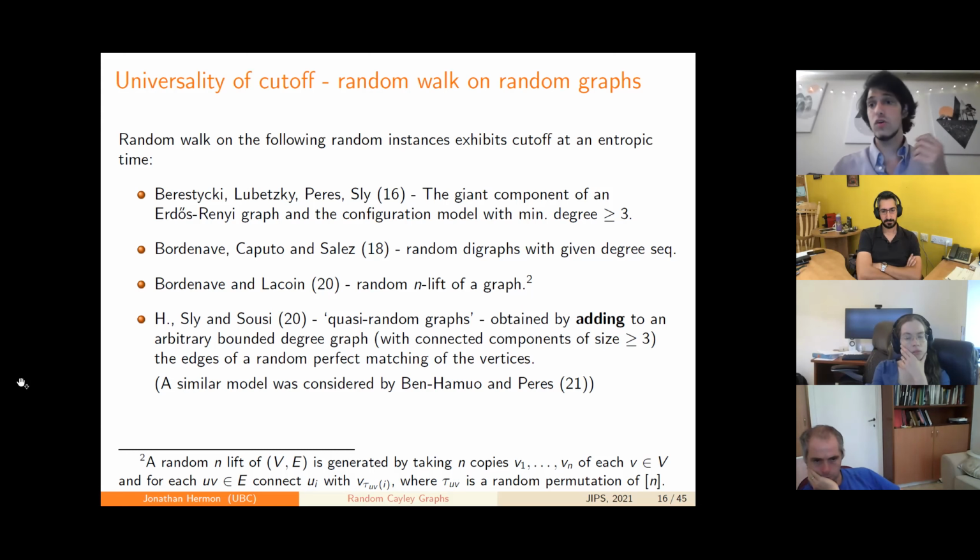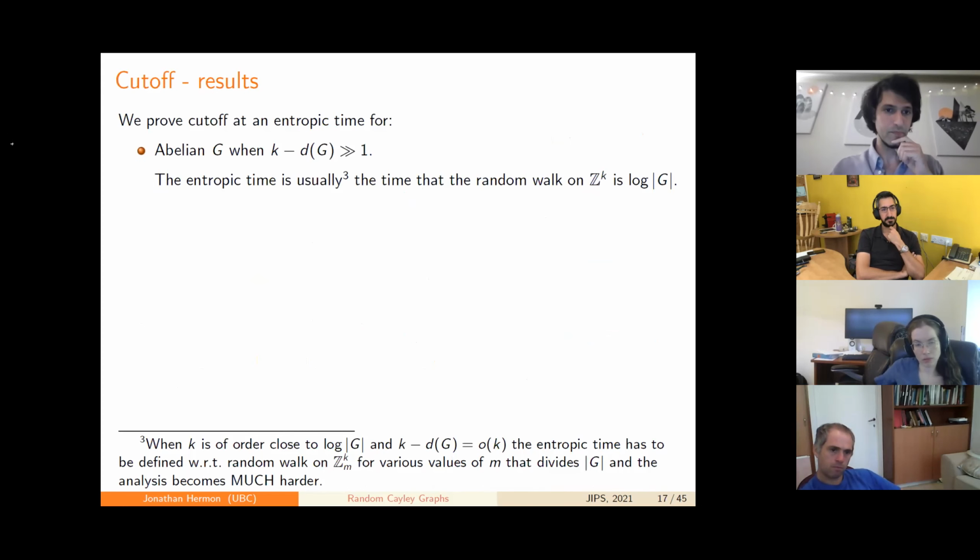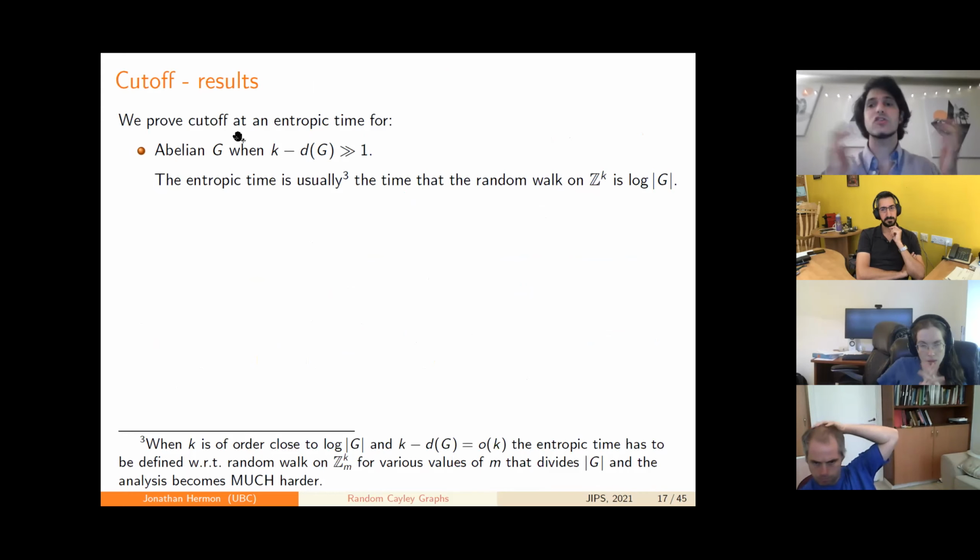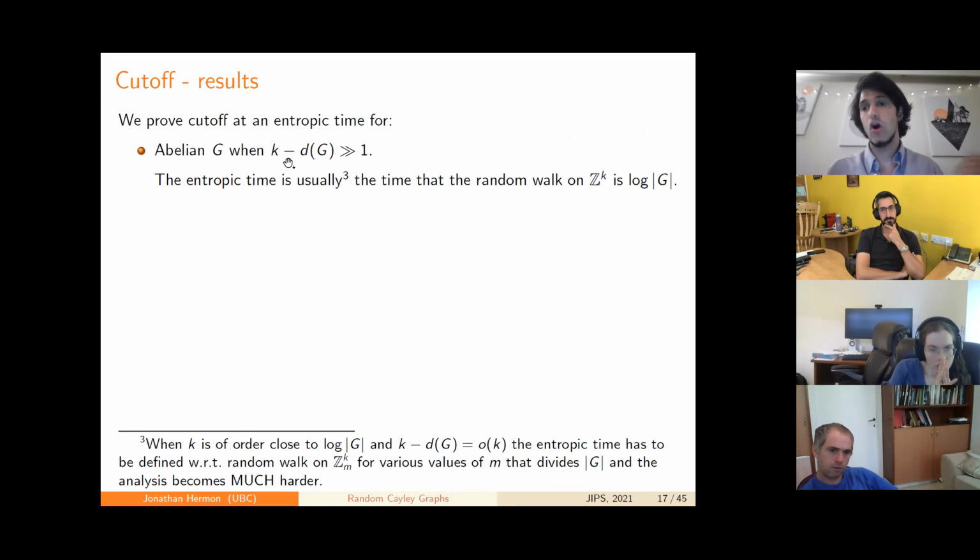The work I will present today is yet another example of this cutoff at the entropic time paradigm. We prove cutoff at a certain entropic time that I will define more precisely later on. When G is abelian, all we need to assume is that the number of generators K minus the dimension D diverges.